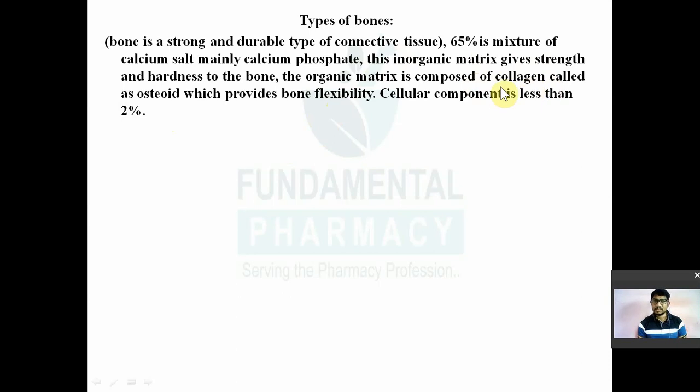Collagen is a fibrous tissue. Collagen and osteoid. Osteoid means bone cell, which provides bone flexibility. Bones are tough and strong, so the flexibility is provided by this collagen.